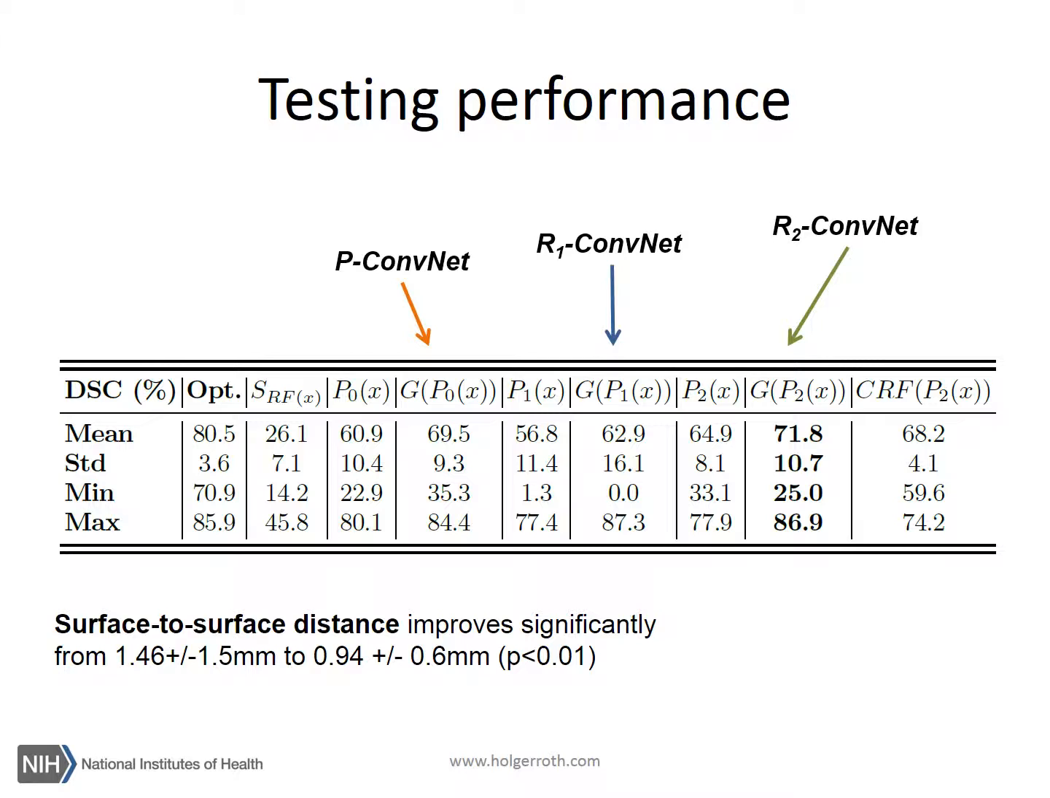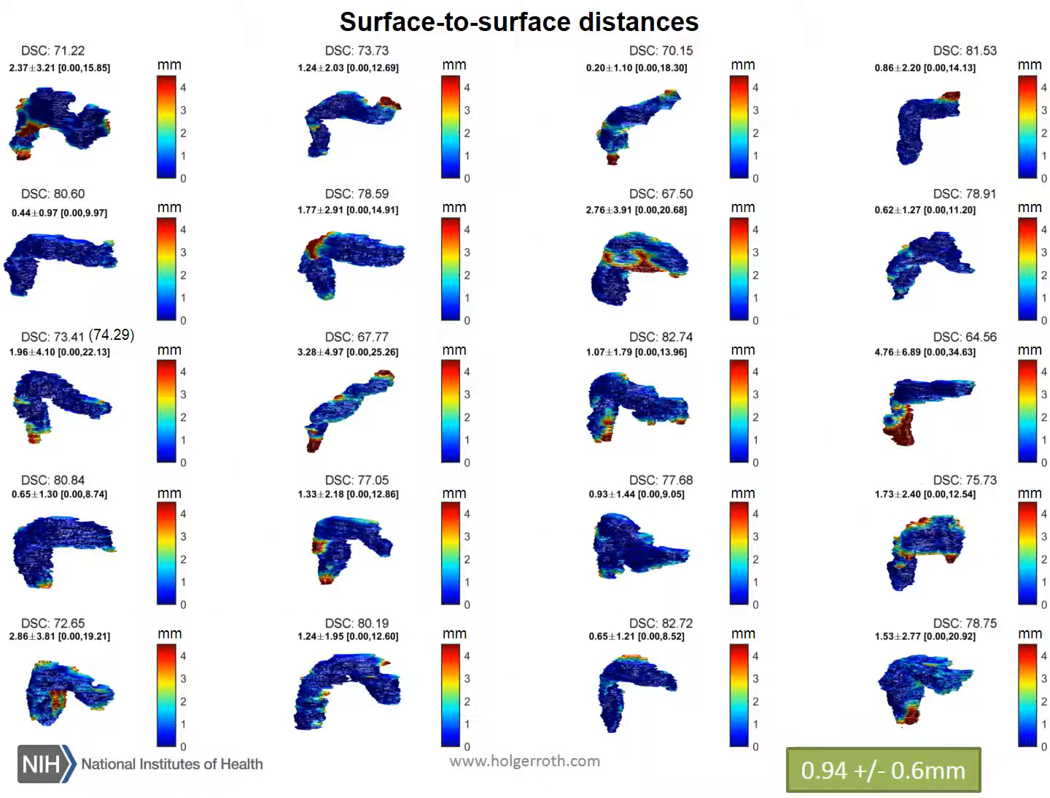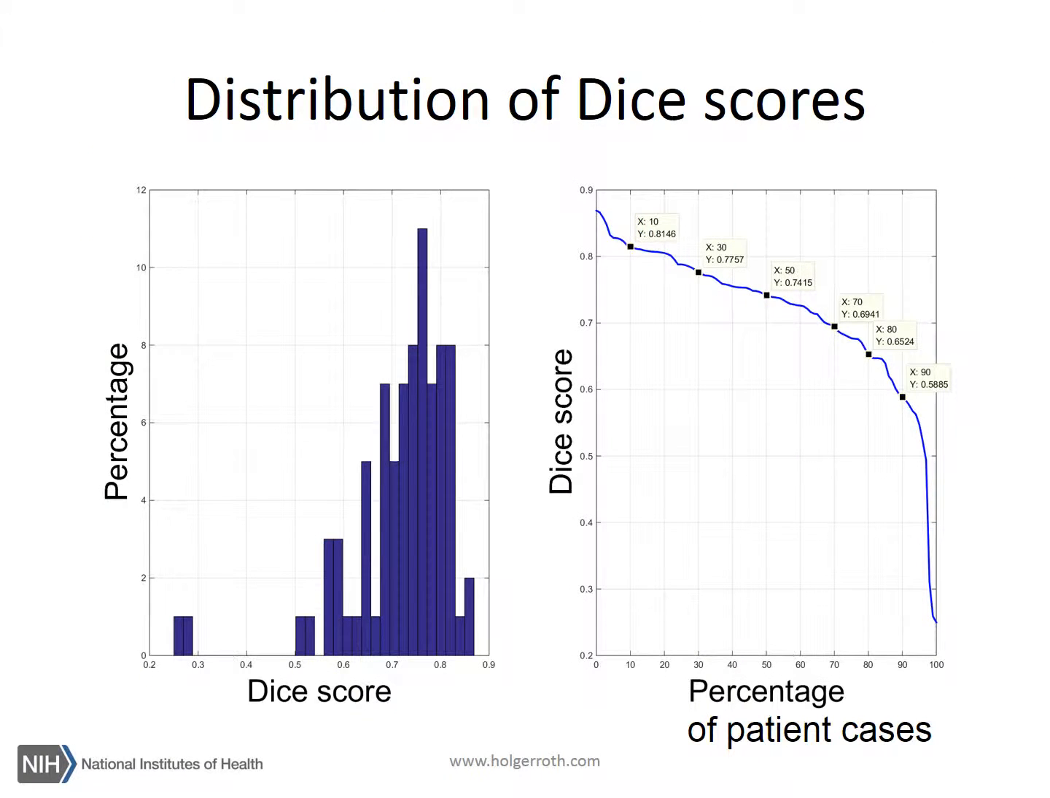Interestingly, the improvement between these different methods is better observed in the surface-to-surface distance error metric, where we significantly improved by using the R2 ConvNet setup. The surface-to-surface distance error metric is visualized here, showing the distance to the gold standard segmentations. We have 2 outlier cases where the Dice score is low. However, 80% of our cases have 65% or higher Dice scores.